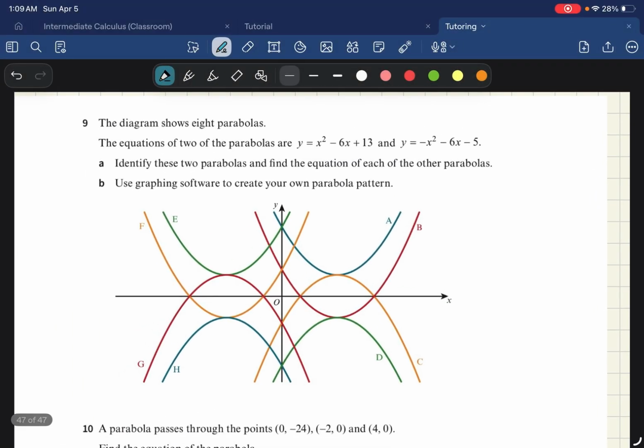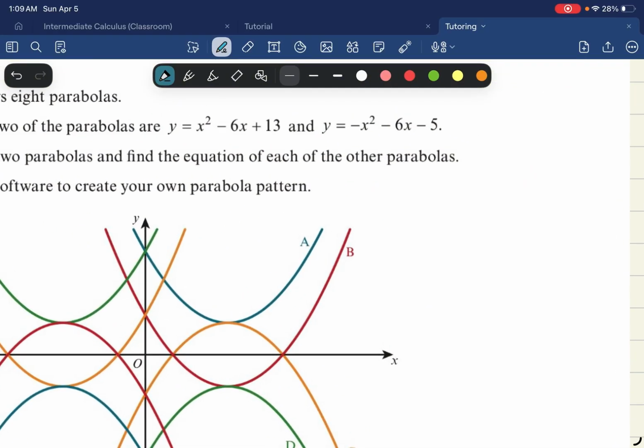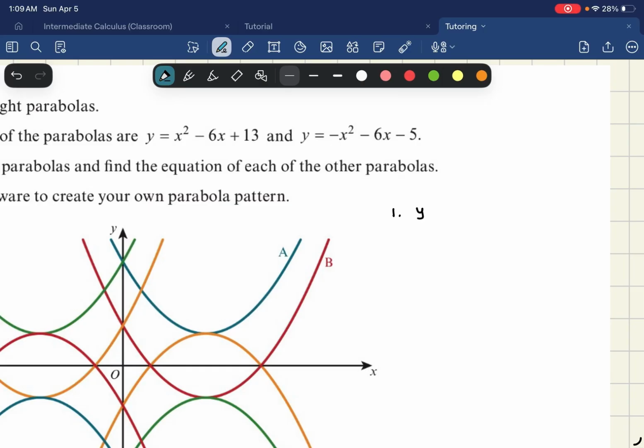Alright, question 9. We are given that this diagram has 8 parabolas. We are given the equation of 2, and then basically we want to match the curve and the equation of the parabola. So we can use these two to figure out all 8. So let's use equation 1. Equation 1 is y is equal to x squared minus 6x plus 13. And I want to complete the square. If I complete the square, I get (x minus 3) squared plus 4. And this tells me that the vertex is at the point 3, comma 4.